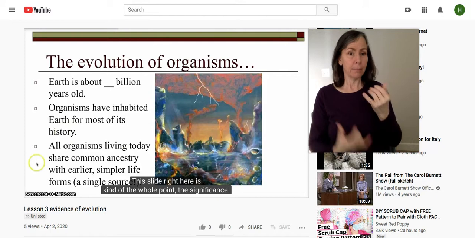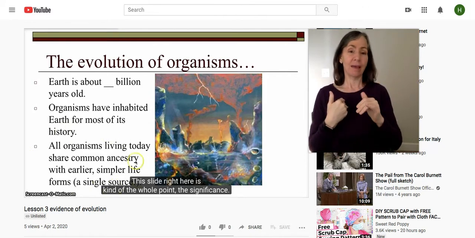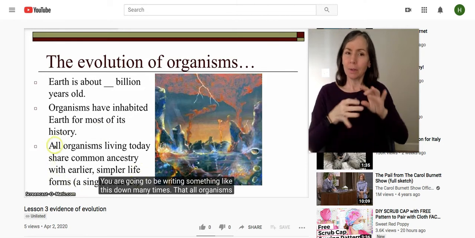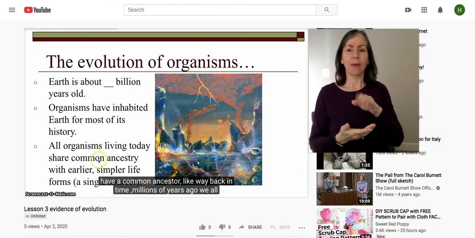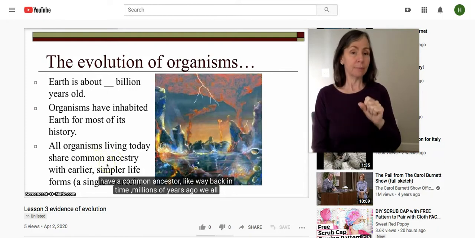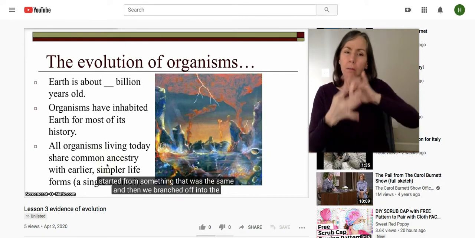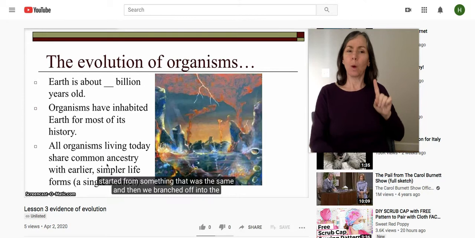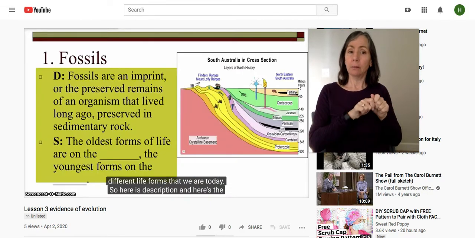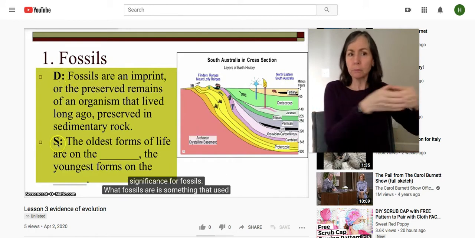This slide right here is kind of the whole point, the significance. You're going to be writing something like this down many times: that all organisms have a common ancestor. Way back in time, millions of years ago, we all started from something that was the same, and then we branched off into the different life forms that we are today. So here is description, and here is significance for fossils.